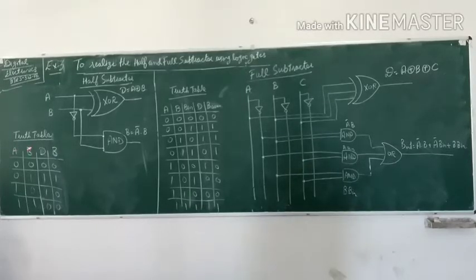So this is the truth table of half subtractor, in which when both the inputs are 0 and 0, difference is 0 and borrow is 0, and when A is 0 and B is 1, difference is 1 but borrow is also 1. So when A is 1, B is 0, difference is 1 and borrow is 0. When both the inputs are 1, difference is 0 and borrow is also 0. So next is the full subtractor.